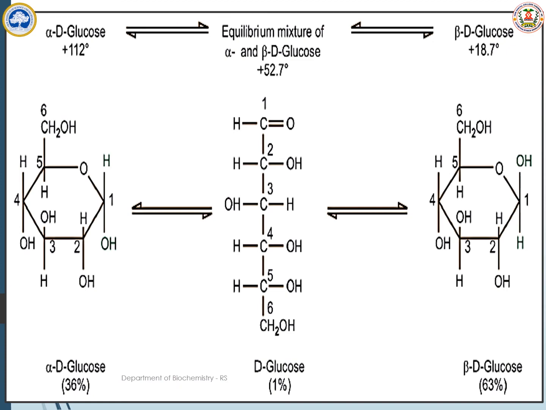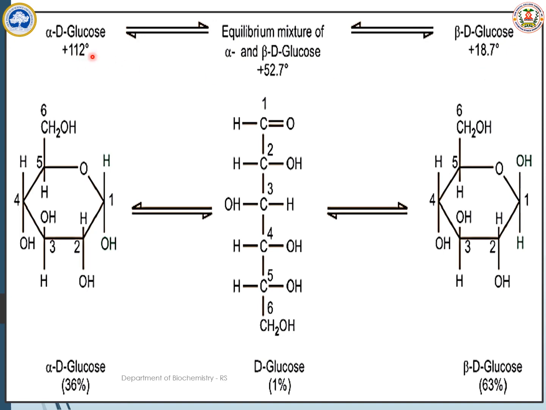This slide depicts the mutarotation of D-glucose. When glucose is dissolved in a solution, it forms either an alpha anomer or a beta anomer. The optical activity of a pure solution of alpha D-glucose was found to be plus 112 degrees, which means alpha D-glucose can rotate the plane polarized light 112 degrees to the right. Similarly, beta D-glucose can rotate the plane polarized light 18.7 degrees to the right.